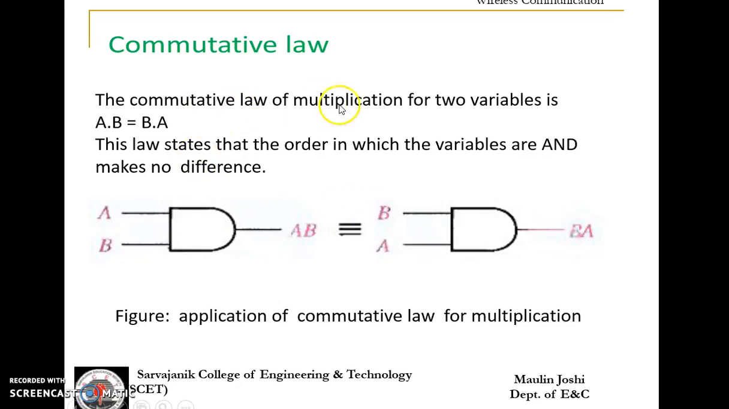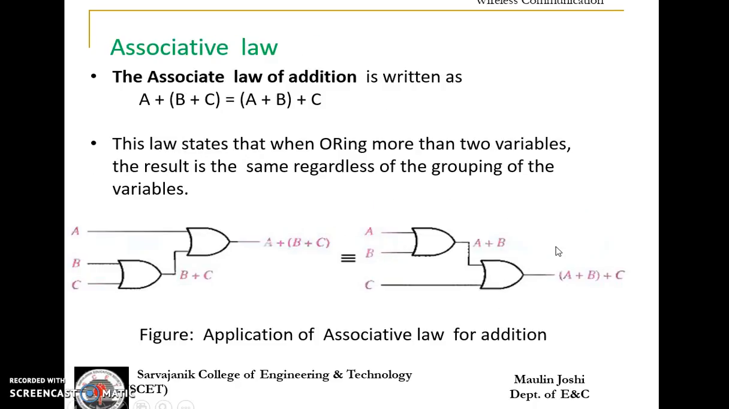The commutative law for multiplication in a similar way can be defined as A dot B is equal to B dot A. This law states that the order in which the variables are ANDed makes no difference. So if we take first A and B, this is the AND gate, and the answer is AB, which is equivalent to taking B first and then A, resulting in BA.